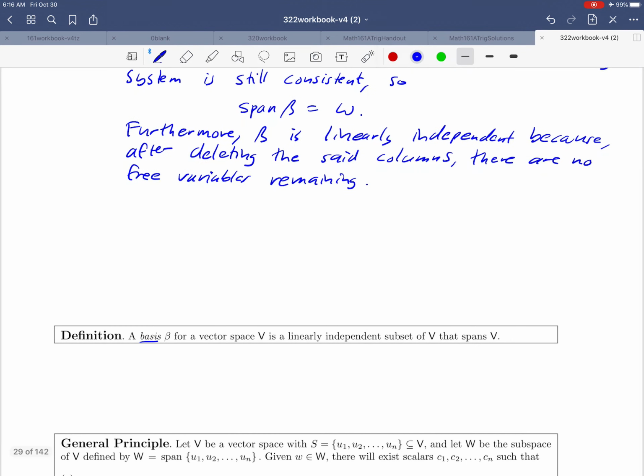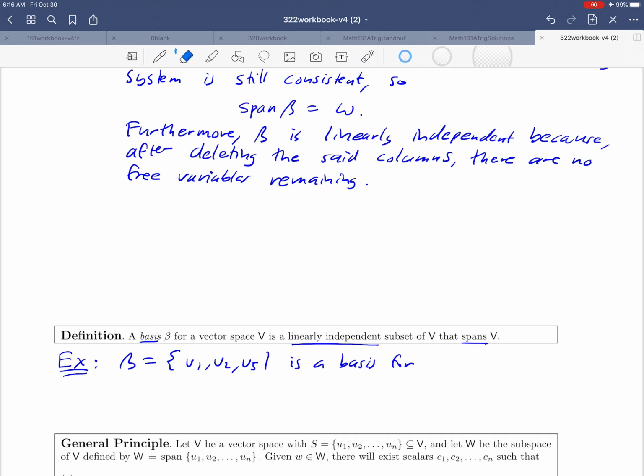So let's read the definition together. A basis beta for a vector space V is a linearly independent subset of V that spans V. Again, it's got to have those two properties together. So our first example of a basis is the set that we just came up with above. Beta equals V1, V2, and V5 is a basis for W in example 1.